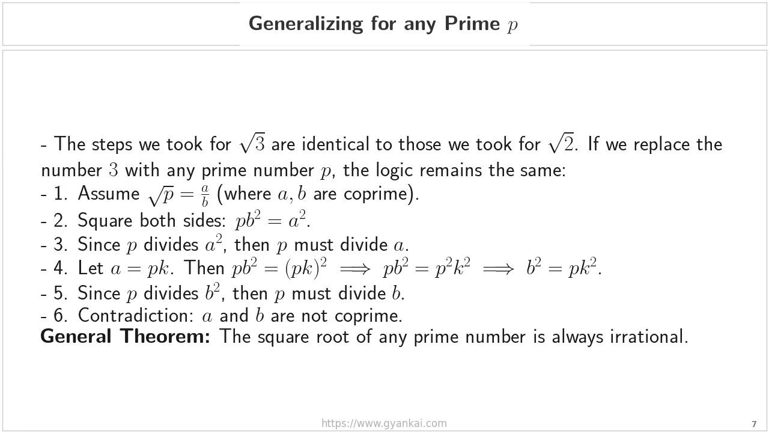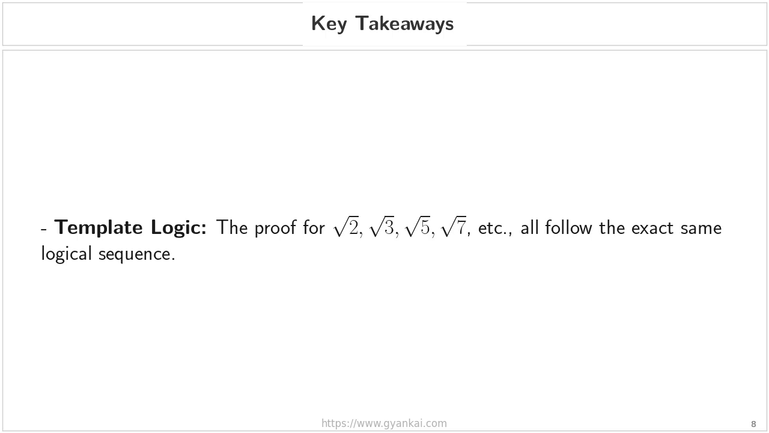This is a powerful conclusion that moves us from solving a single problem to understanding a universal mathematical truth. Key takeaways. First, I want you to notice the template logic we've used here. Whether we are proving the irrationality of the square root of 2, the square root of 3, or even the square root of 7, the logical sequence remains identical. You don't need to reinvent the wheel every time. You simply follow this same structural pattern.